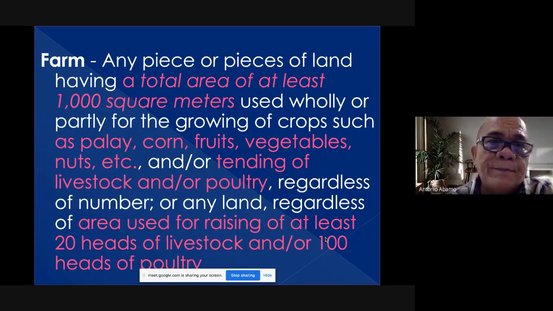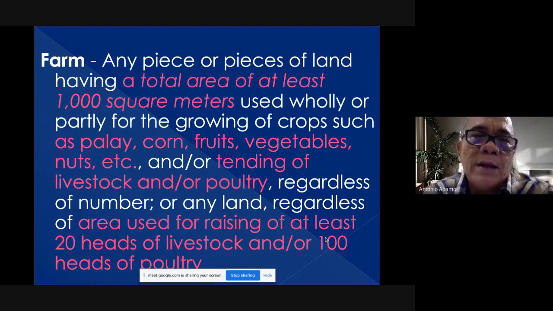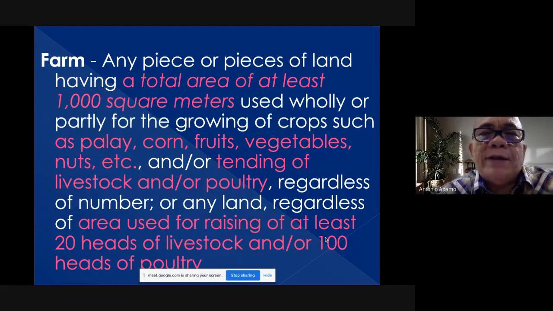Not only for subsistence agriculture, but basically for agribusiness. Now this arable land is composed of various farms, also fragments of the different land holdings we call farms. What do we mean by farm? How do we define a farm? From our references, a farm is any piece or pieces of land having a total area of 1,000 square meters.